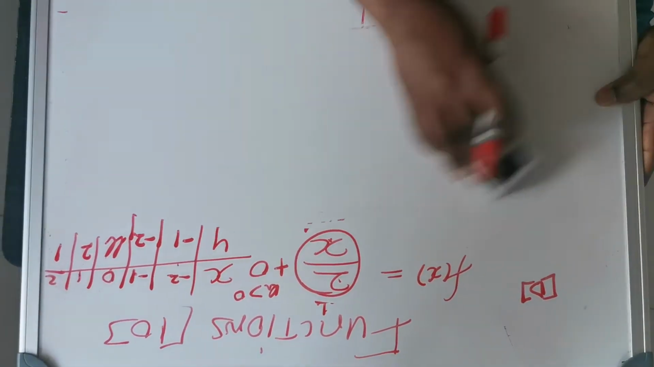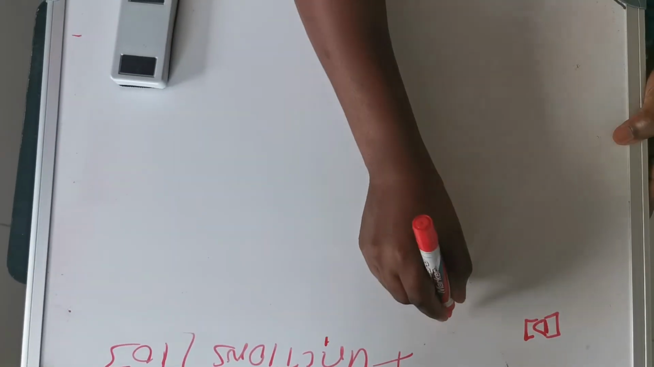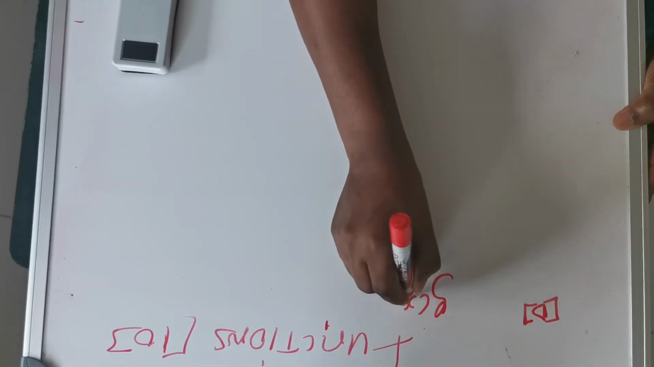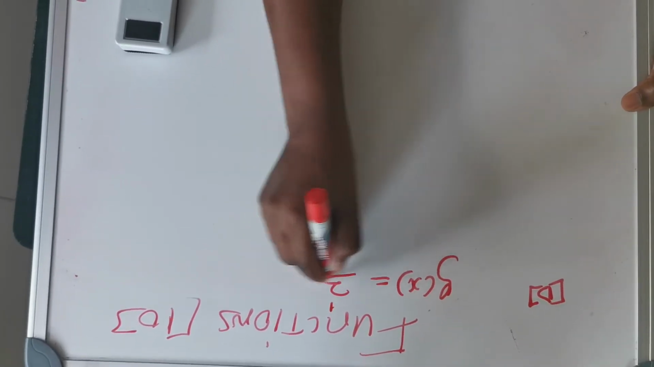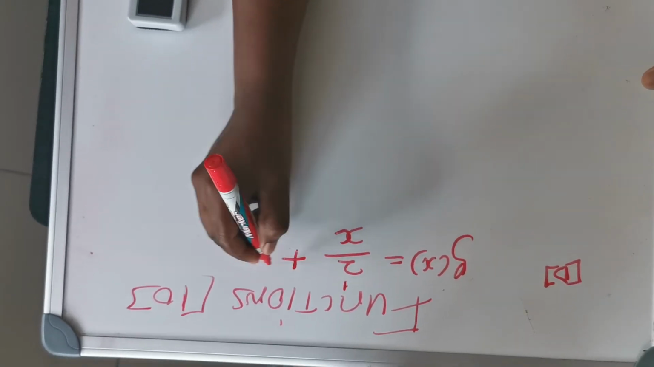Now the last example for today. Let's say now you are given a very similar function, which is 2 over x, but now plus 1.